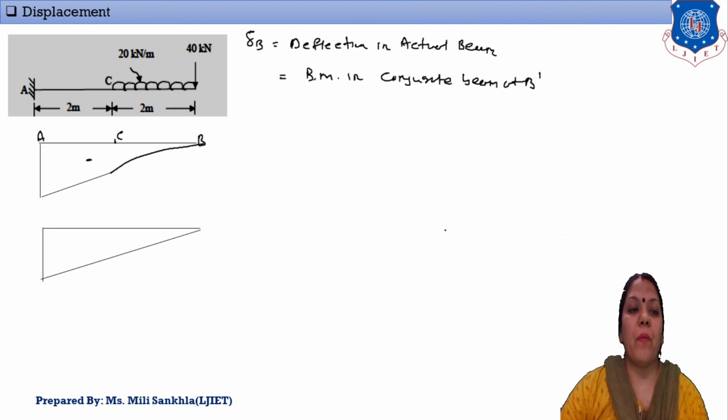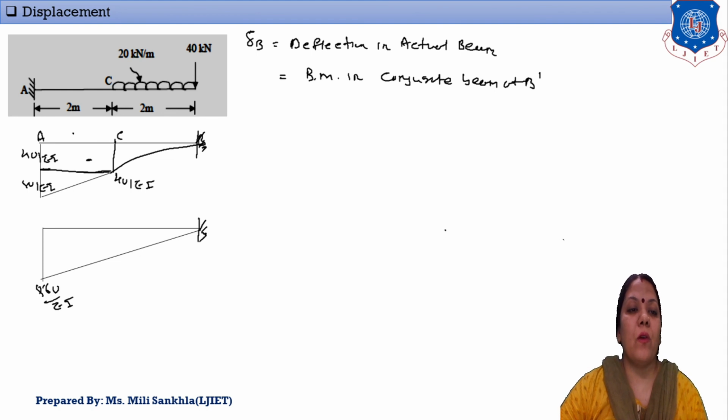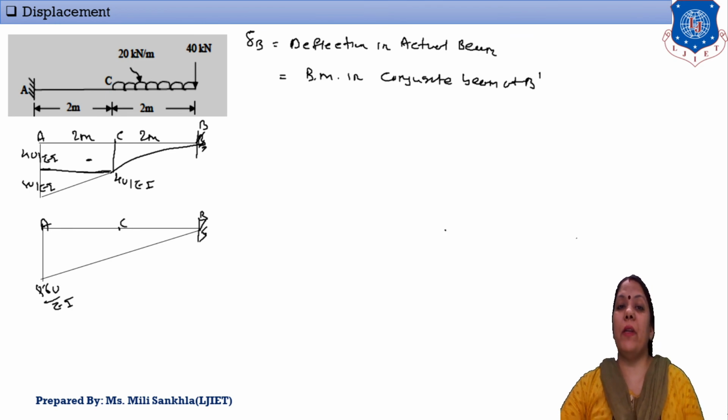Inward parabola, minus 40 by EI. Again this, convert: 80 by EI, 40 by EI, and this diagram 160 by EI. Fix this 2 meter, then 2 meter. This is A point, this one is C point, this one is B point. Now one by one we take area into CG.